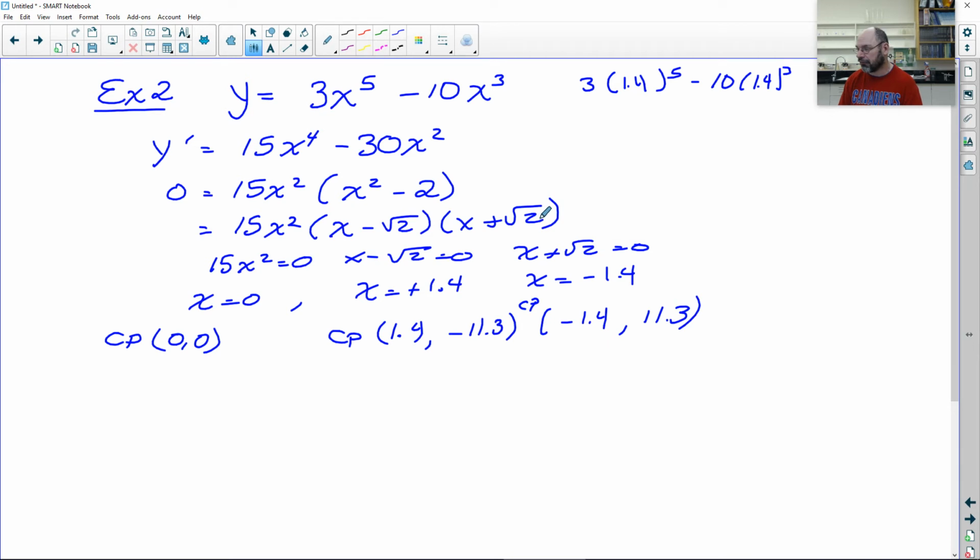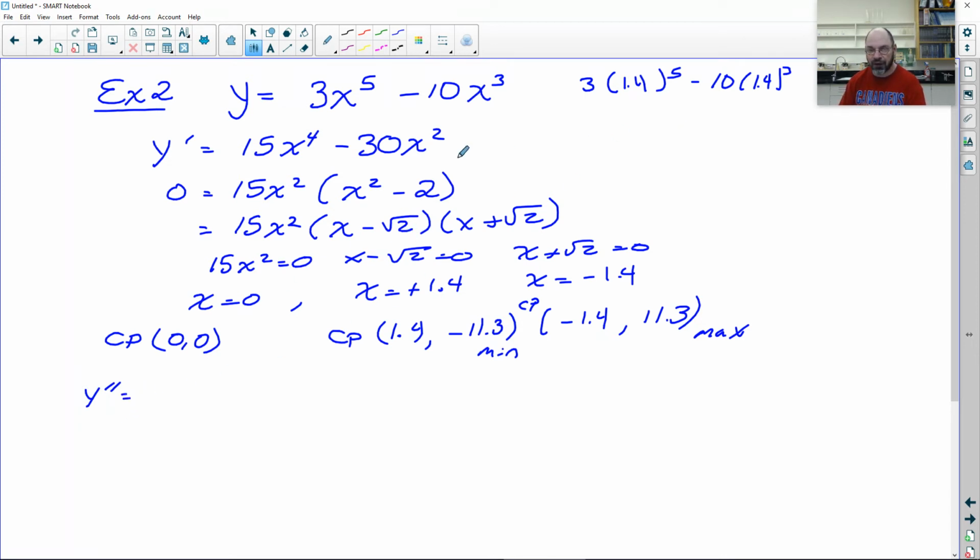Okay, once we've got our critical points, we can get into finding our max and mins. So it looks like we've got a max here, we've got a min here, and this could be a local min maybe. We'll see when we draw the graph. Once we've got our max and mins, we now want to find the second derivative to find the inflection point.